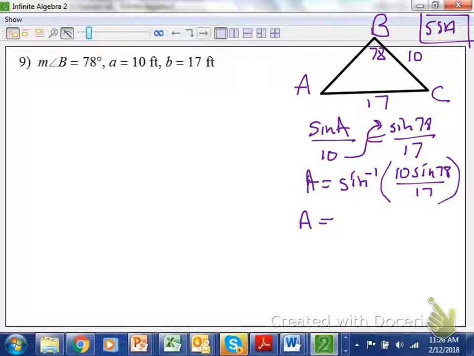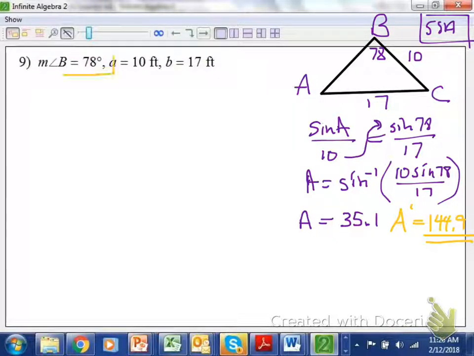35.1, which means if there's a second A prime, it would be 144.9. Is that right? Can we have a 144.9 for a second A value? Is that right, Lauren? 144.9?